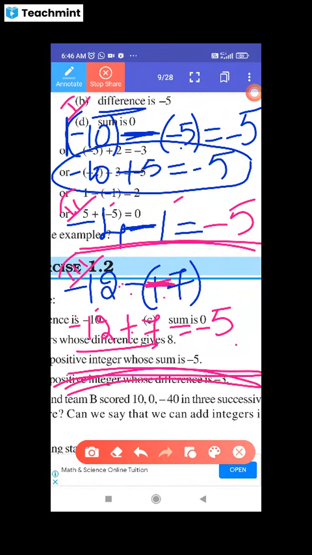Second one, difference is minus 5. This one you have to find out. Difference means in between two values, you must mention the minus sign. That's it. You know when you have to add and when you have to subtract: same sign is addition, different sign means subtraction. You must remember this trick. Clear? Is it clear? Yes, ma'am.